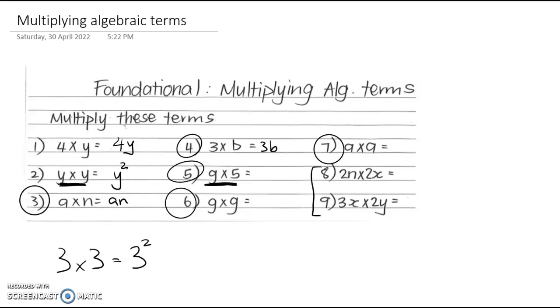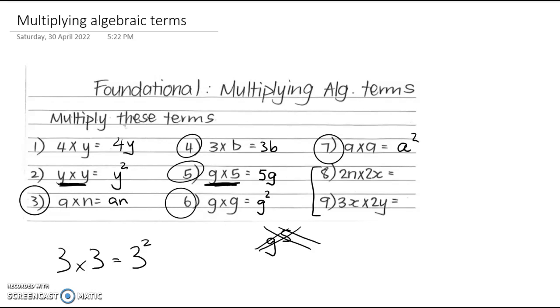G times 5, right? So it looks like we might write it like G5, but we don't want to do that, right? We always put the number, the coefficient, first. So the answer for this one has to be 5G. G times G is G squared. A times A is A squared.